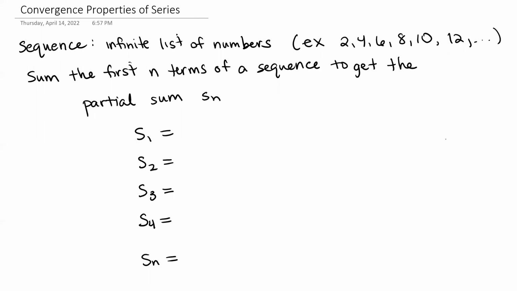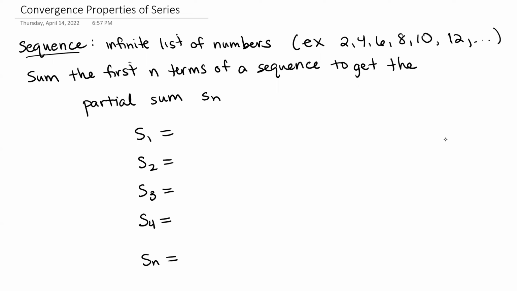Hello. A couple of videos ago, we introduced sequences. And remember, a sequence is just an infinitely long list of numbers. So for example, here we have all the multiples of 2. We've got 2, 4, 6, 8, 10, 12. And we could keep on listing all the multiples of 2 forever.